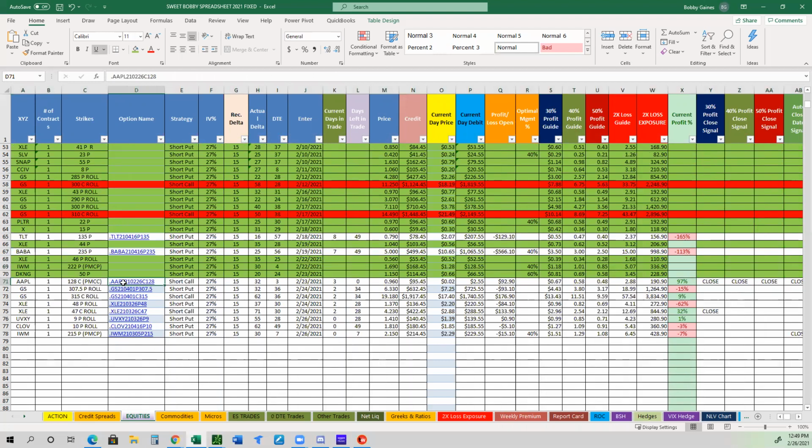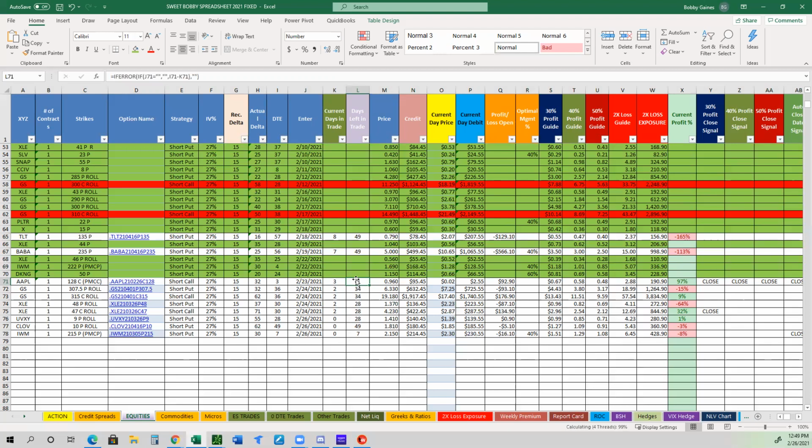Y'all, look at this. We are at 97% on Apple, and it expires today. Well, I'll tell you what, Bobby, if I was you, I'd just let that thing expire. Let me tell y'all something, friend. Read my lips. I do not let short options expire like an Apple. I just don't.